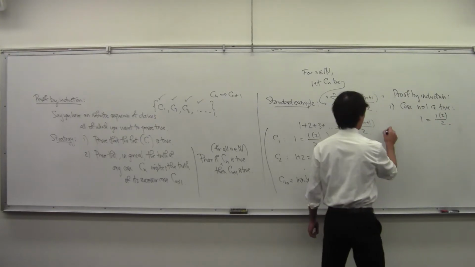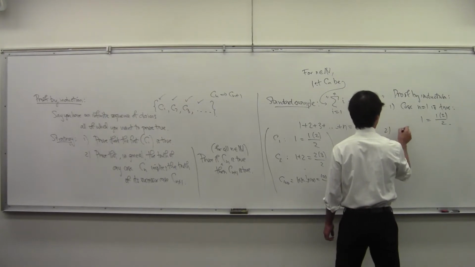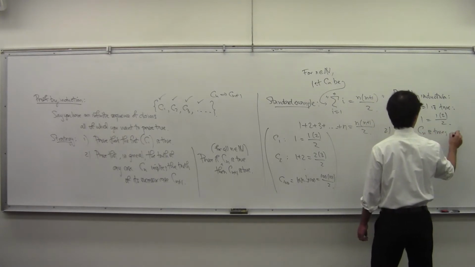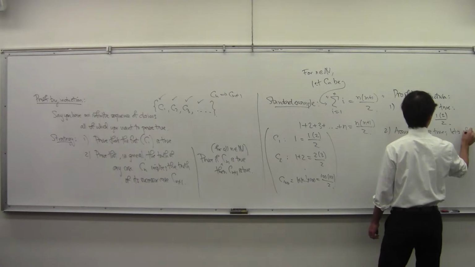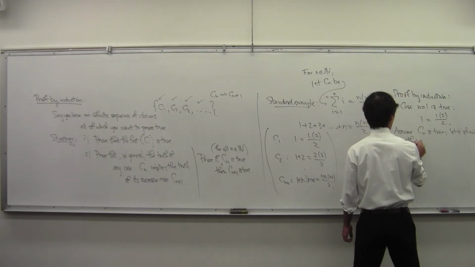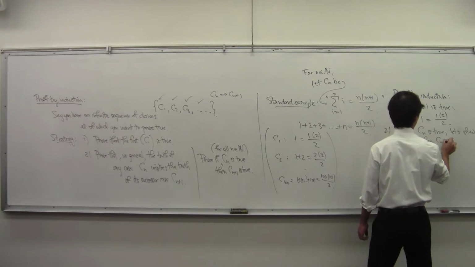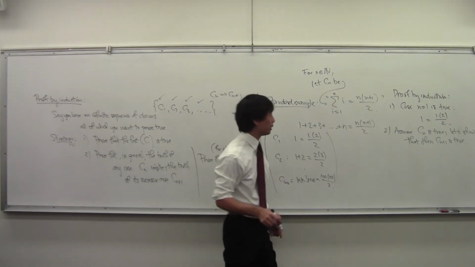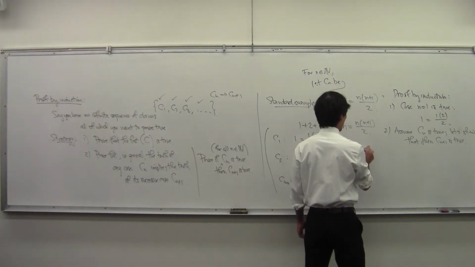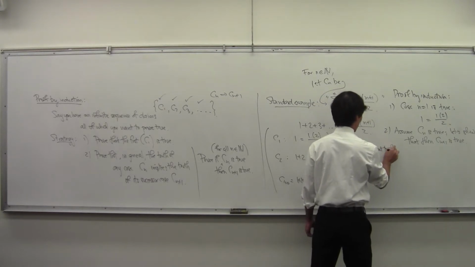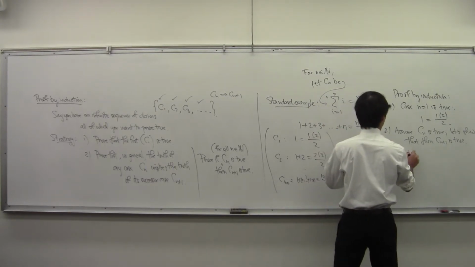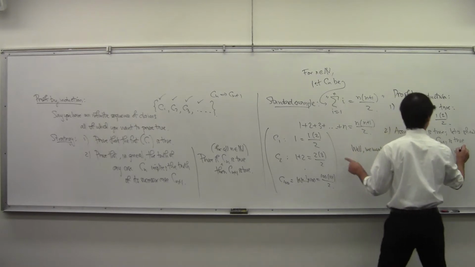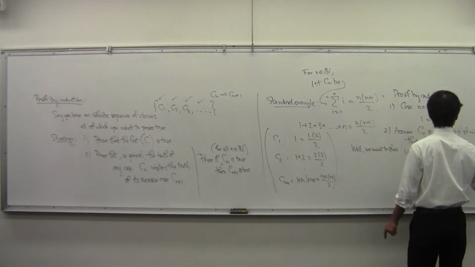And then we need to show that, assume that C sub n is true, and let's show that then Cn plus 1 is true. So, we want to show that 1 plus 2 plus and so on up to n plus 1 equals n plus 1 times n plus 2 over 2.